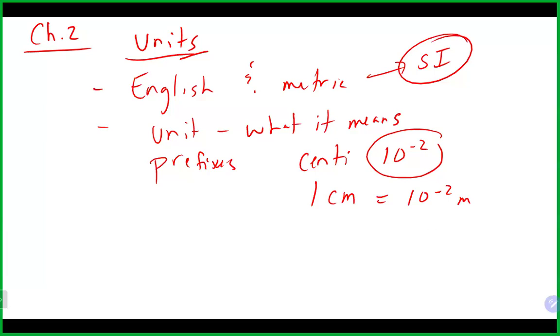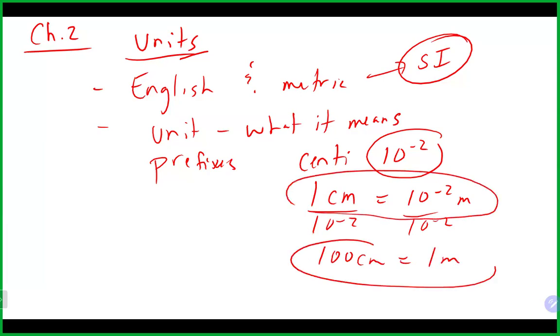If you divide the 10 to the minus 2 to both sides, it will get you 100 centimeters equals 1 meter. So both of those conversions are really the same conversion, just either you want the larger number or the power of 10 exponent.